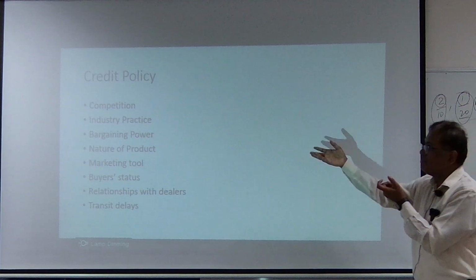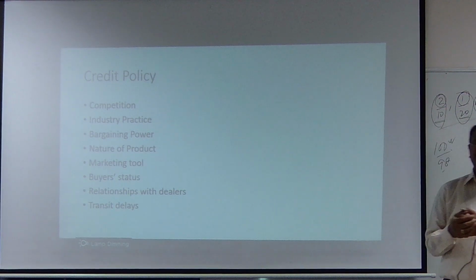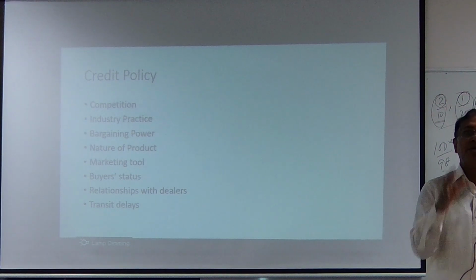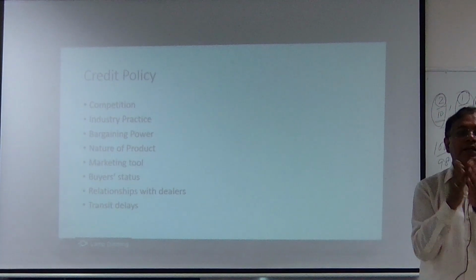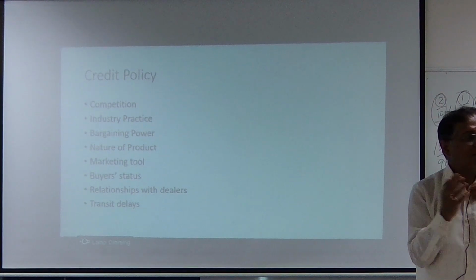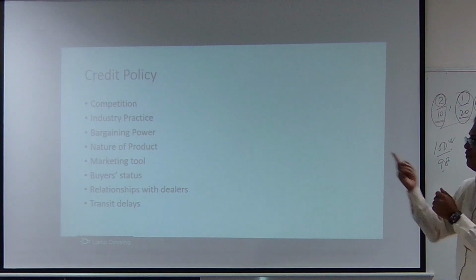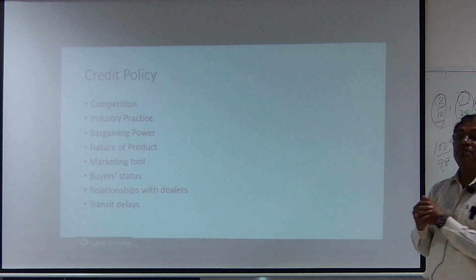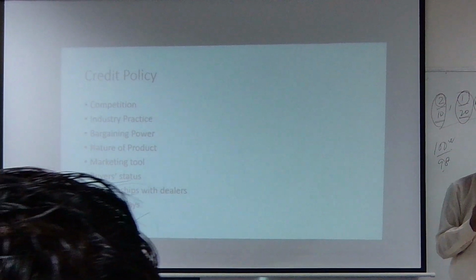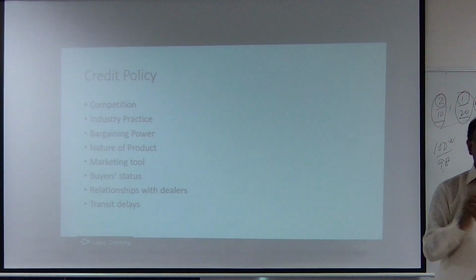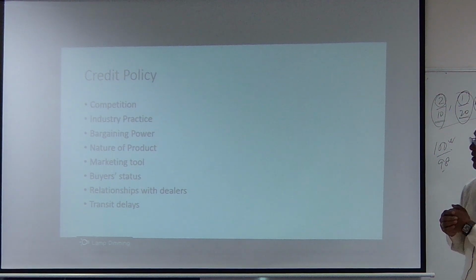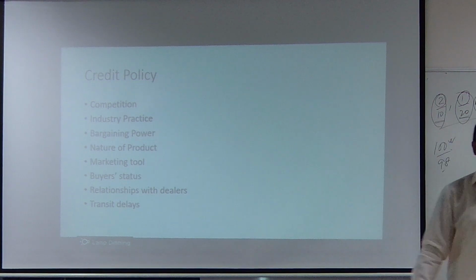So it's marketing tool. Buyer's status. Sometimes buyer is of that level where you are giving credit to the buyer. Buyer in nature of buyer is that high. Followed by relationship with the dealers. How relationship is going to be there set. That relationship with the dealer is also very important. And transit delays. That's a very obvious.